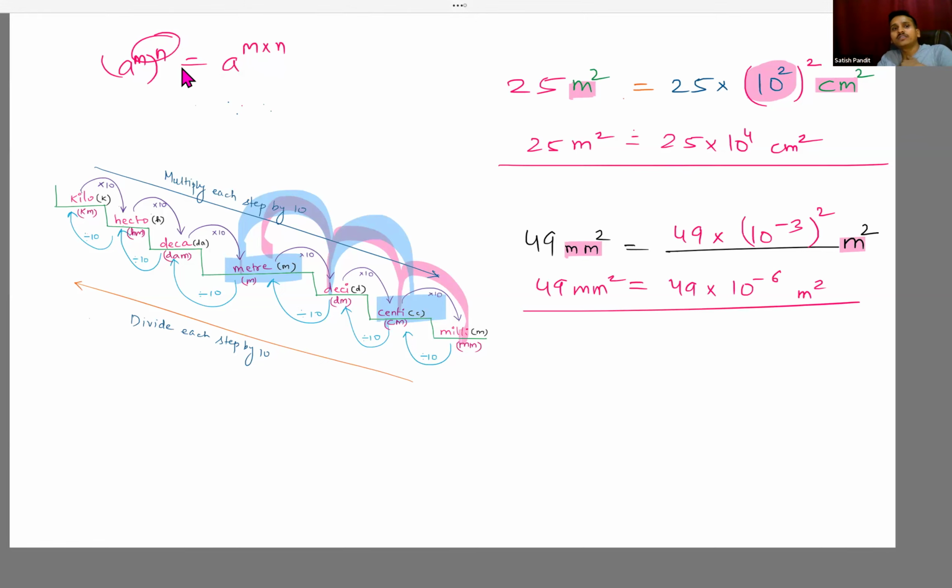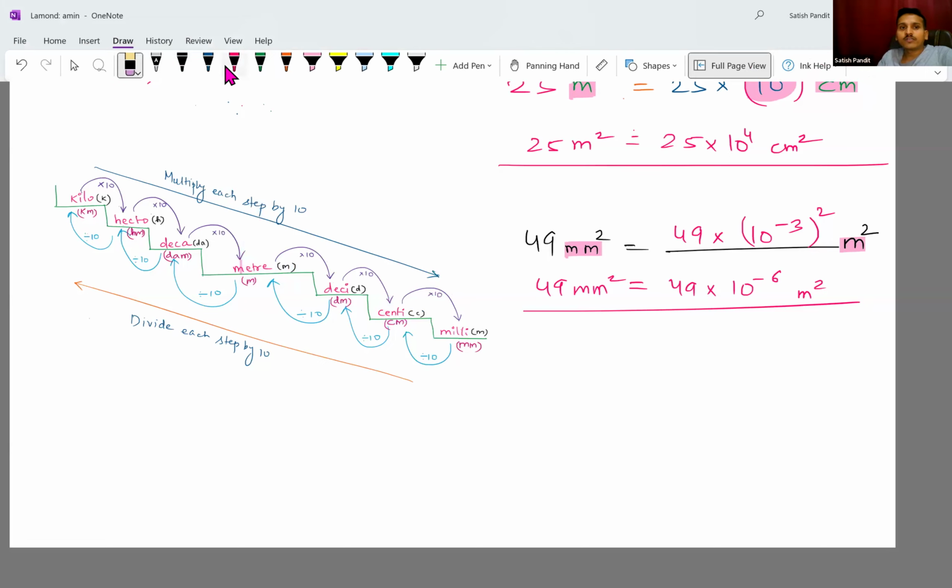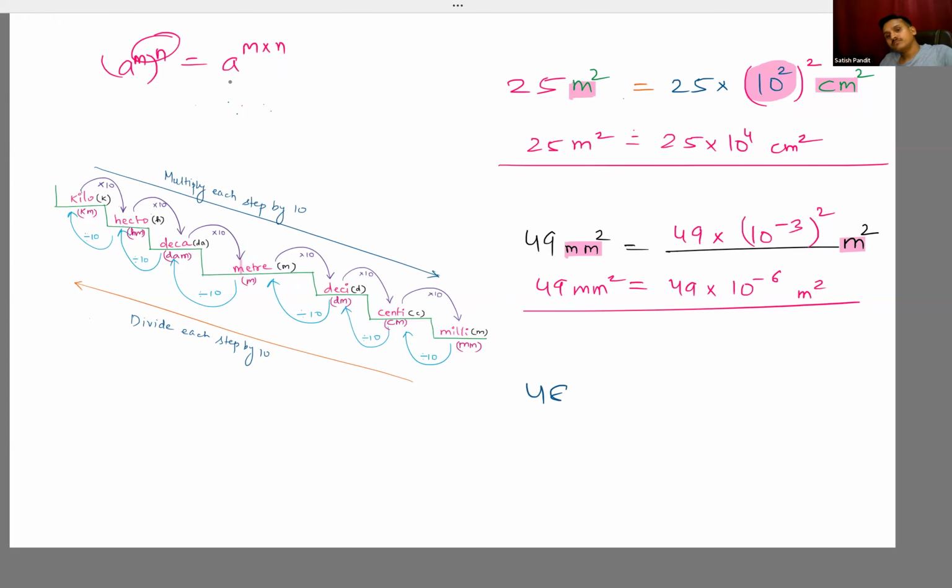Suppose I want to convert 487 kilometers square to meter square. See, first you write 487 as a constant. Kilometer to meter is 3 jumps down. So 10 to the power 3 and the whole square for this because it is a kilometer square. So 487 into 10 to the power 6.